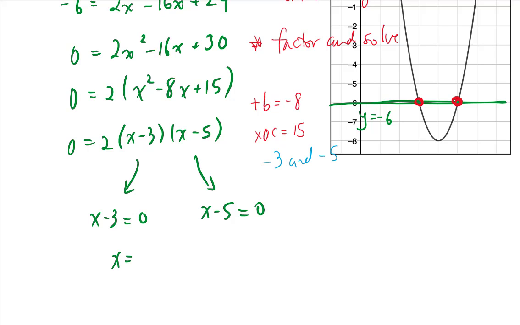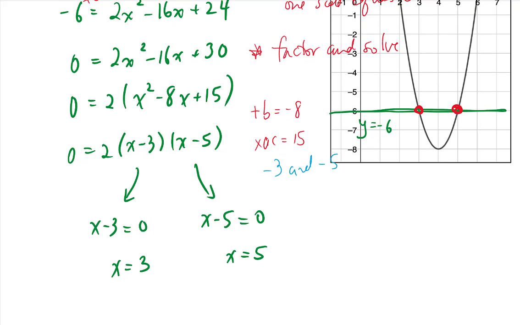So for the first x value we get 3, and for our second x value we get 5, which again matches our graph. X equals 3 is where y equals negative 6 hits the parabola first, and then x equals 5 is the second time the line y equals negative 6 hits the parabola.